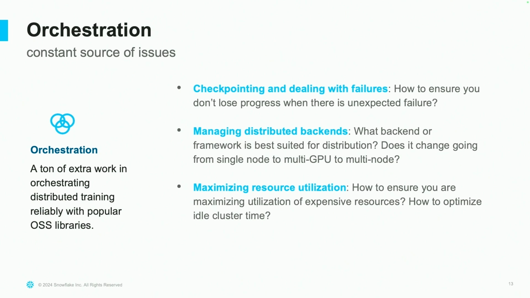There's also a lot of work in experimenting with different types of backends and figuring out what is the right backend depending on the type of training you're doing. Does it change when you go from a single node multi-GPU to multiple nodes and so on? And then resource utilization. You are running these processes on very expensive instance types. So there's always this worry, are you getting the right utilization from these instances, right?